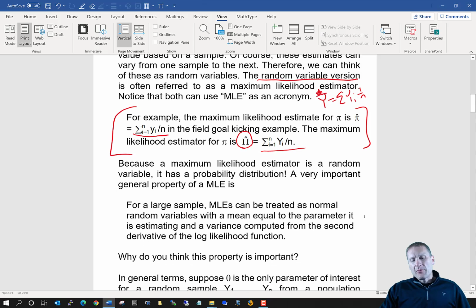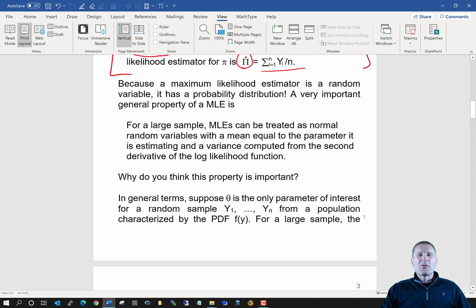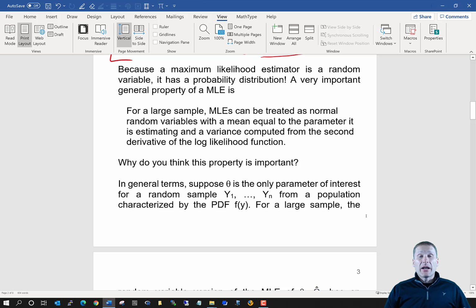One reason I'm bringing this up is that a maximum likelihood estimator is a random variable, and random variables have corresponding probability distributions. A very, very important general property of maximum likelihood estimators is that they can be treated as normal random variables for a large sample, with a mean equal to the parameter it's trying to estimate, and a variance computed from the second derivative of the log likelihood function.